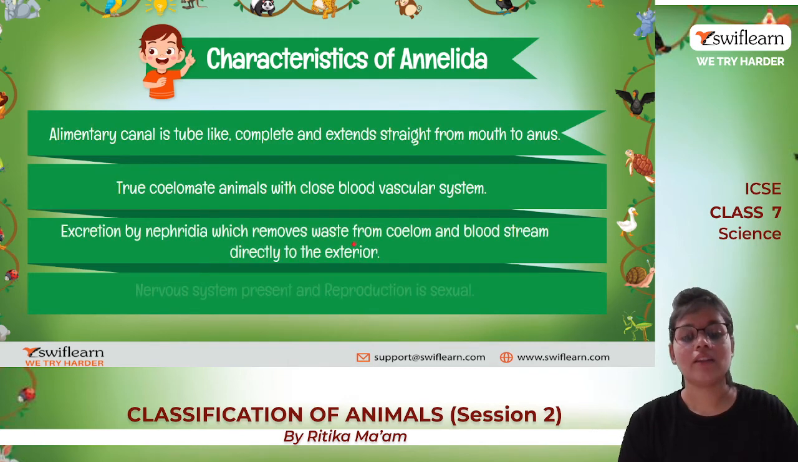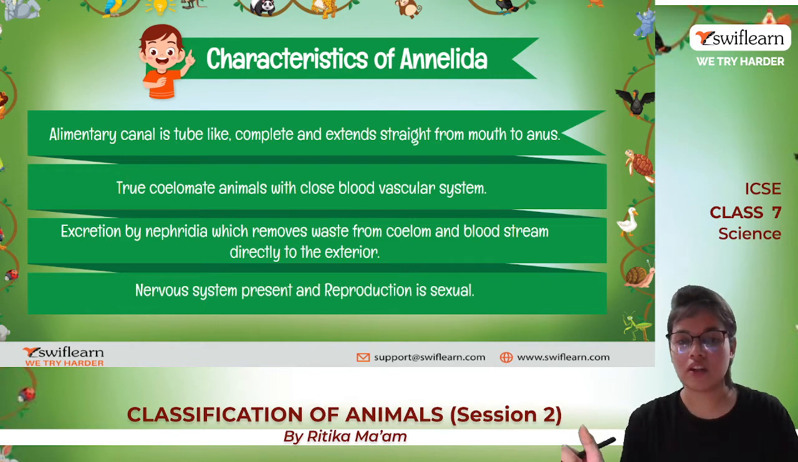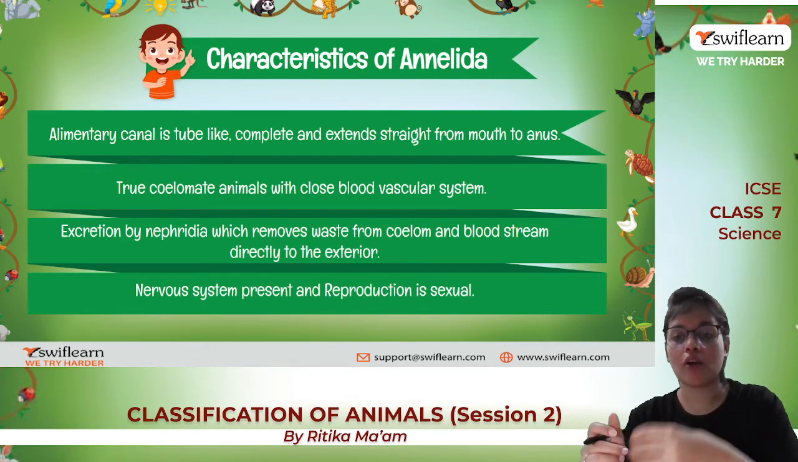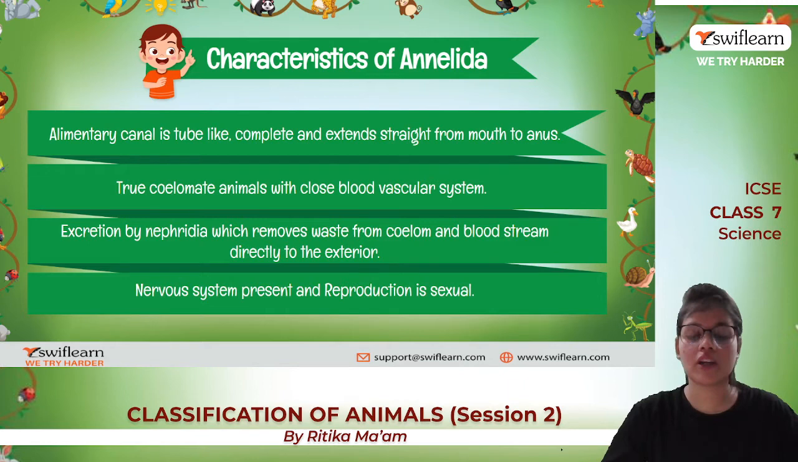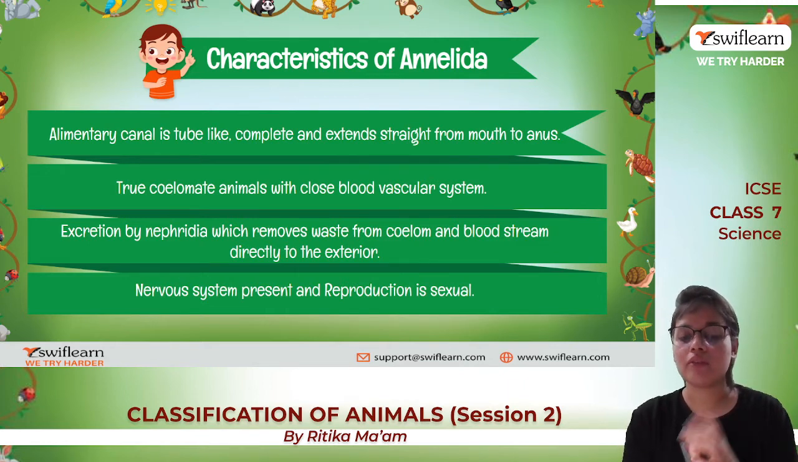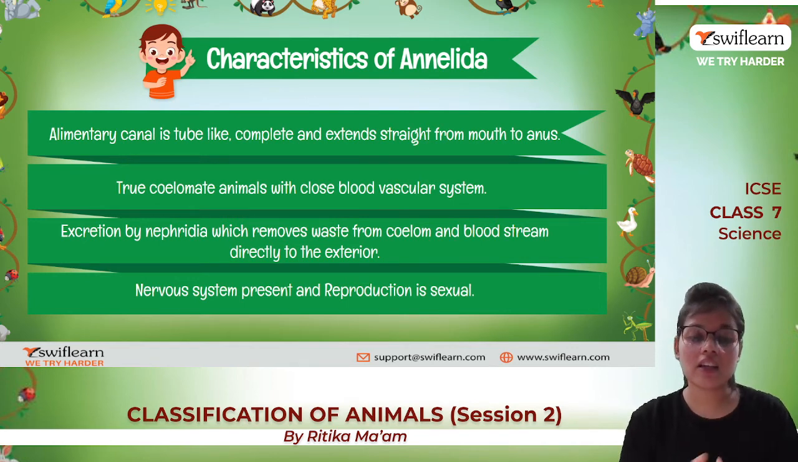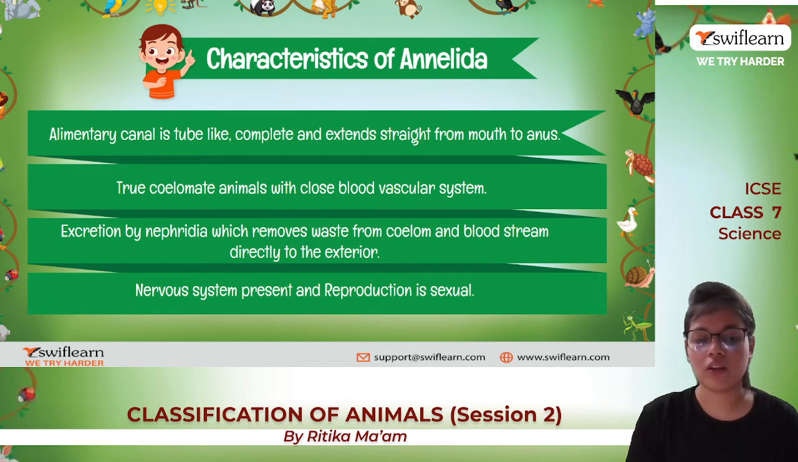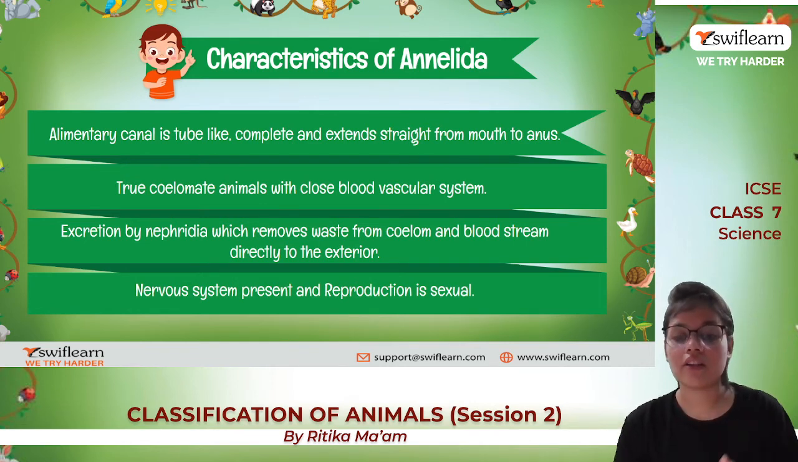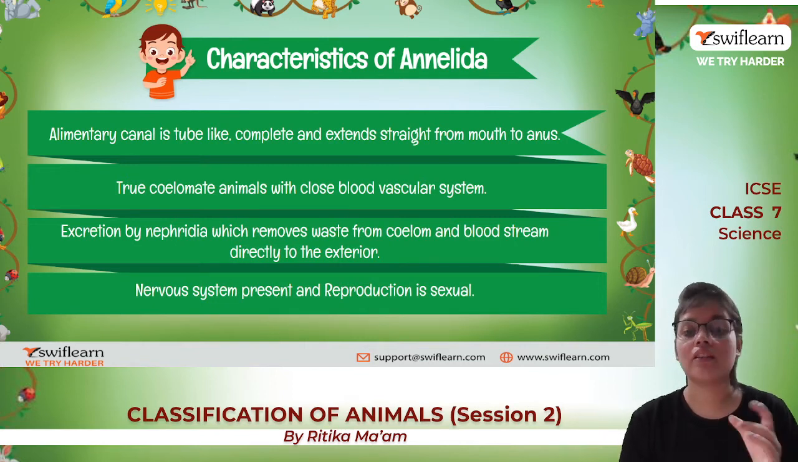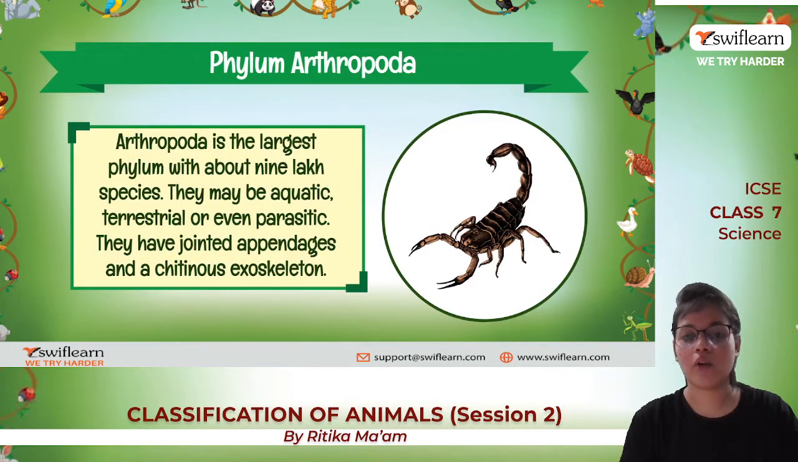Then their alimentary canal is a tube-like structure extending from mouth to anus, so they have a complete tubular body. They are true coelomate animals and have a closed blood vascular system. Excretion is by a part known as nephridia, which removes all the waste material from the coelom and bloodstream directly to the exterior environment. They indulge in sexual reproduction, and their nervous system is also present in their body.